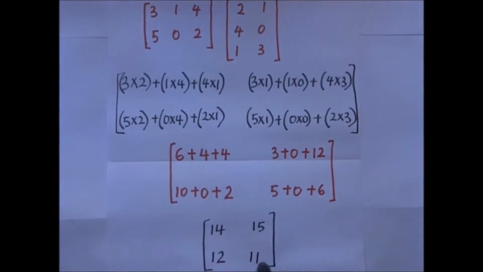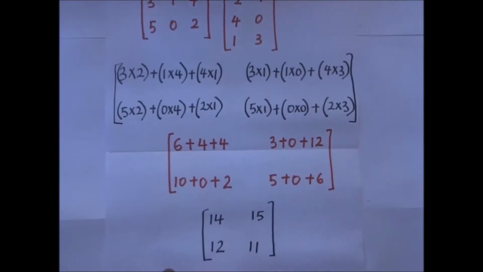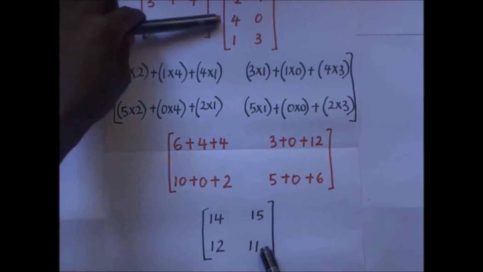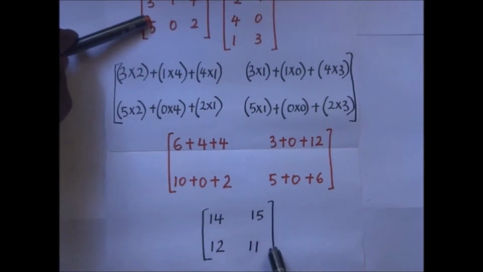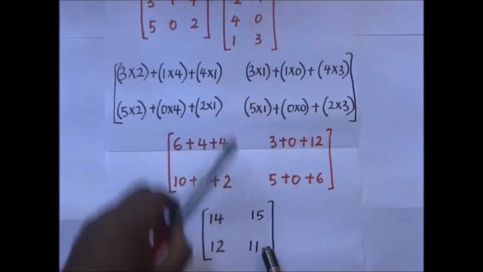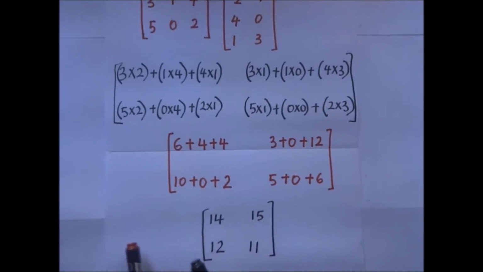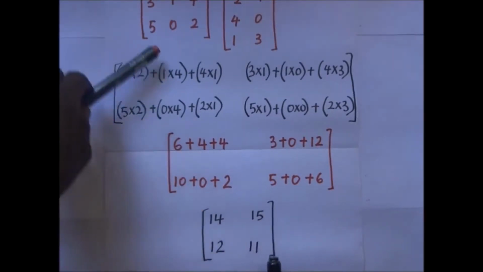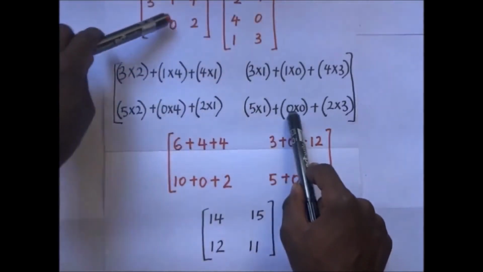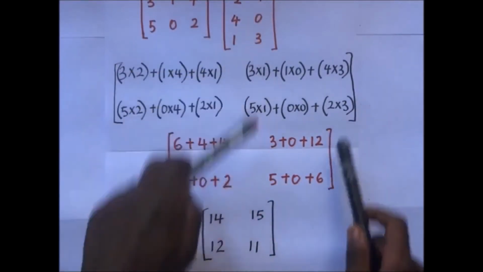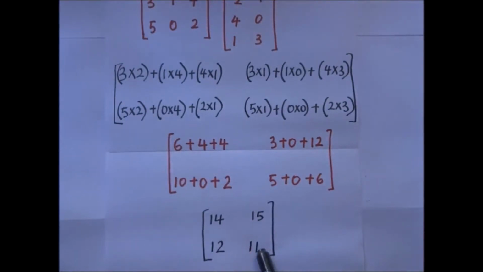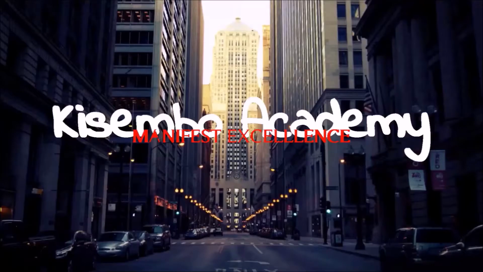And also, to get this number 11 was the same issue. We multiply the bottom row by the right-hand column, since it is positioned in the bottom row and on the right-hand side. So it was 5 times 1, plus 0 times 0, plus 2 times 3 to get this answer. And this is how we get 14, 15, 12, and 11 as our answer for the multiplication of that.